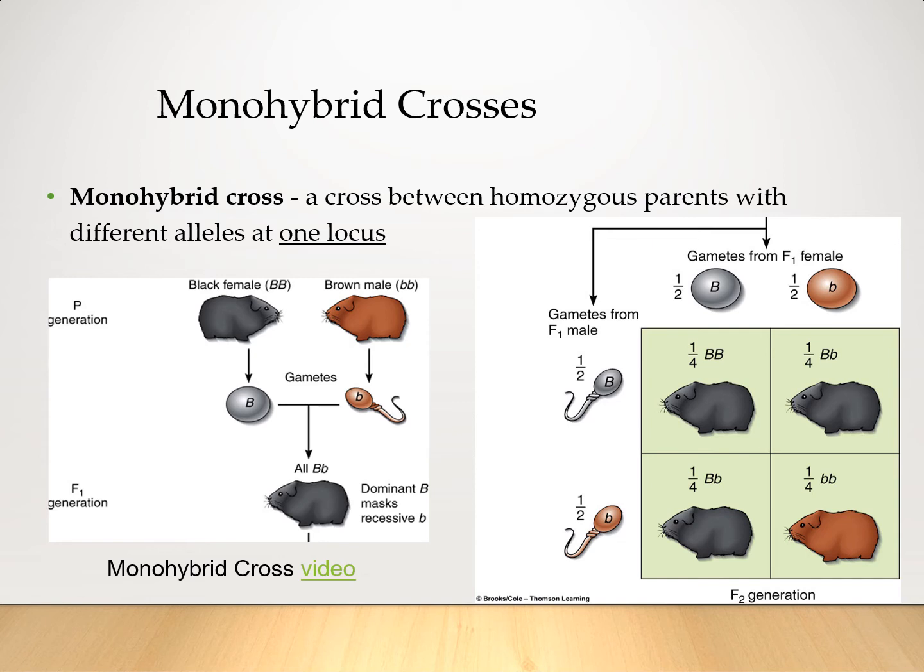The square with 4 outcomes on the right is called a Punnett square and is used in genetics to determine probabilities of genetic outcomes. Watch the linked video for more on monohybrid crosses.